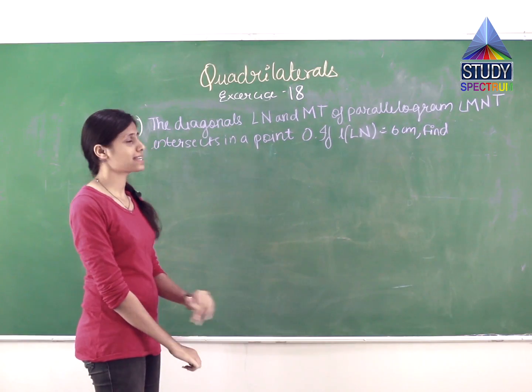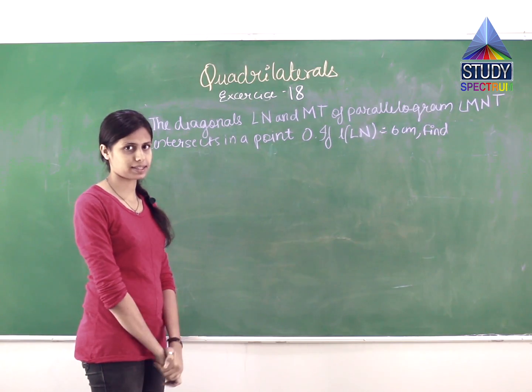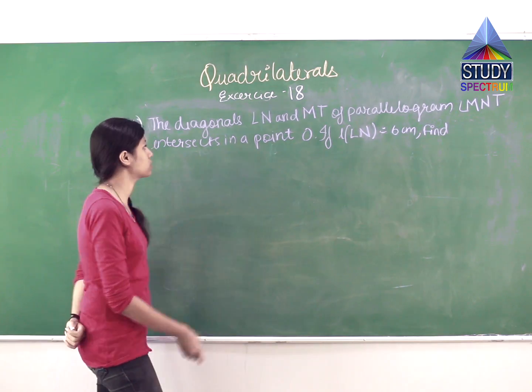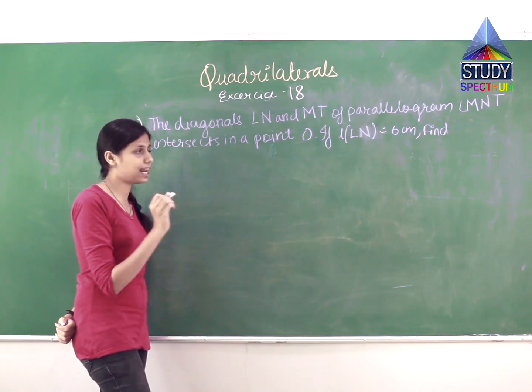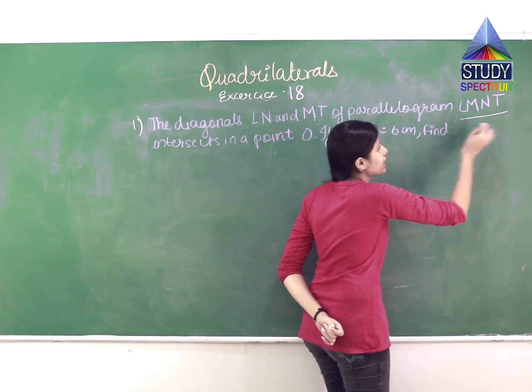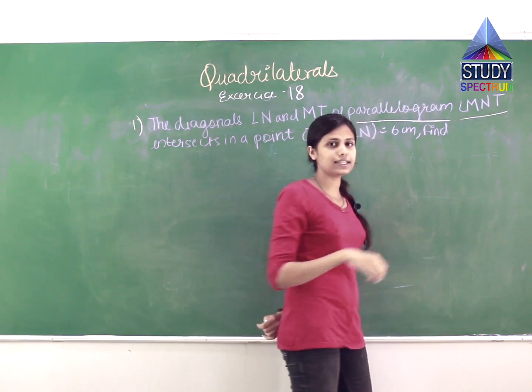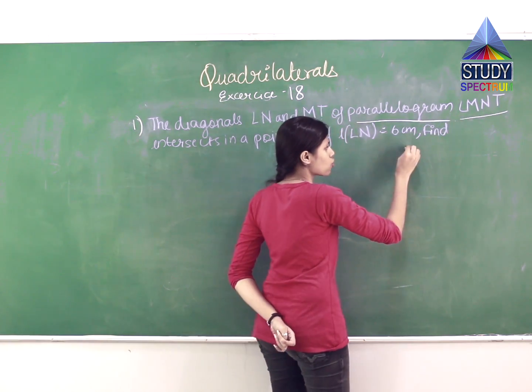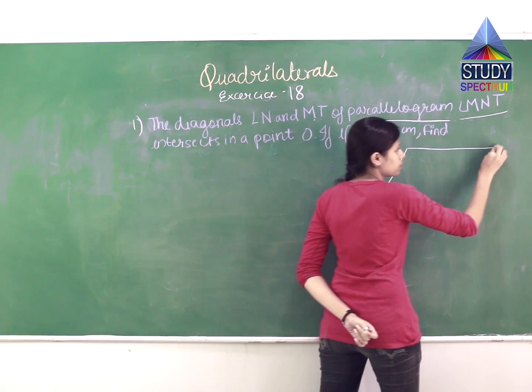Let us start with our exercise number 18. The first question of our exercise number 18. Let us read the question first. The diagonals LN and MT of parallelogram LMNT. Which type of quadrilateral is it? It is a parallelogram. So let us draw a parallelogram first.